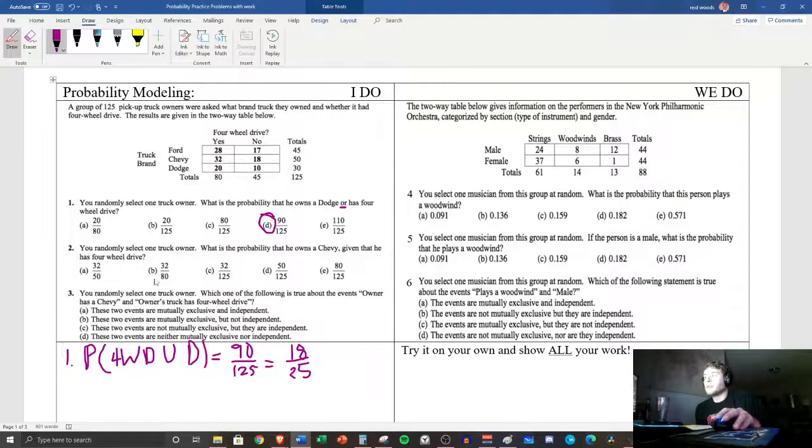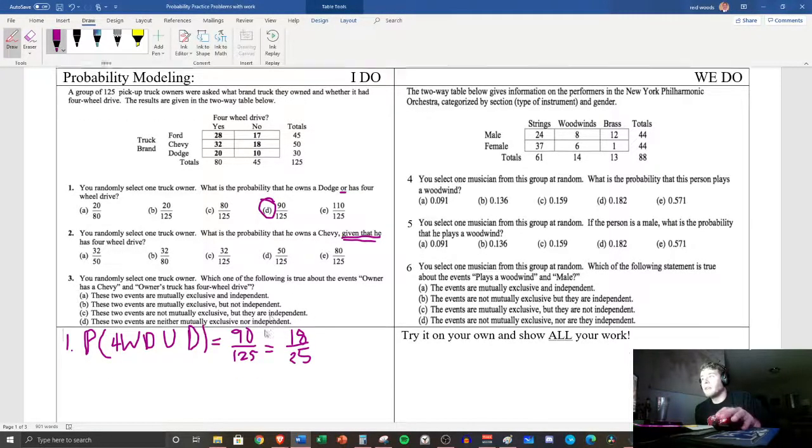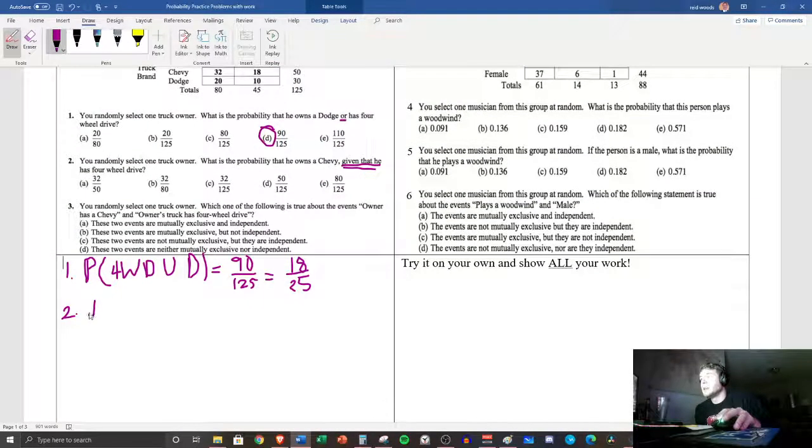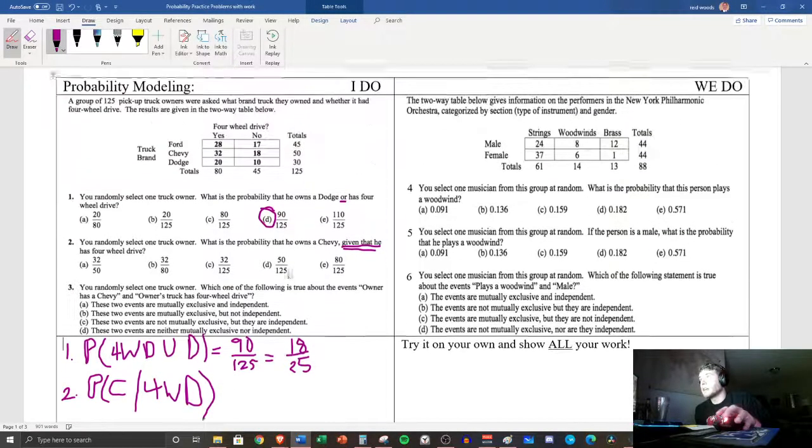Next, you randomly select one truck owner. What is the probability that he owns a Chevy given that he has 4-wheel drive? Okay, so we have a given condition. So here, we want to make sure that we write this up. Probability, we know given that, so we have this line here. Given that they have 4-wheel drive, what's the probability that they own a Chevy? So C for Chevy here.